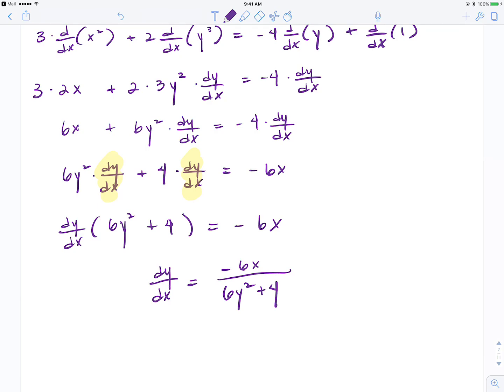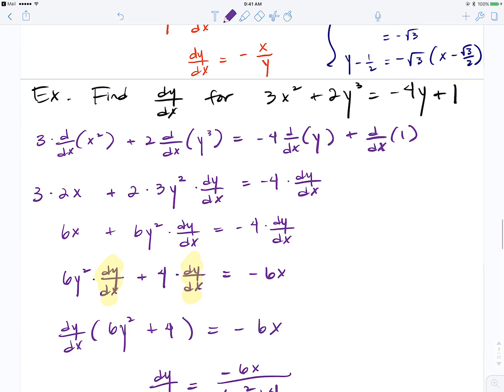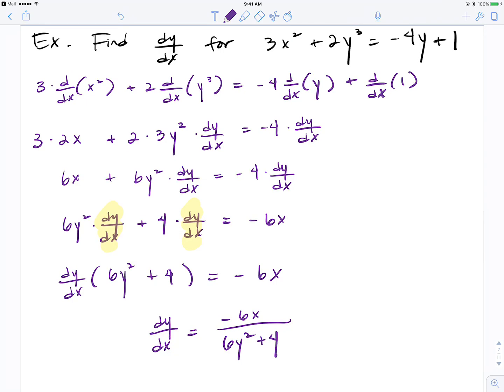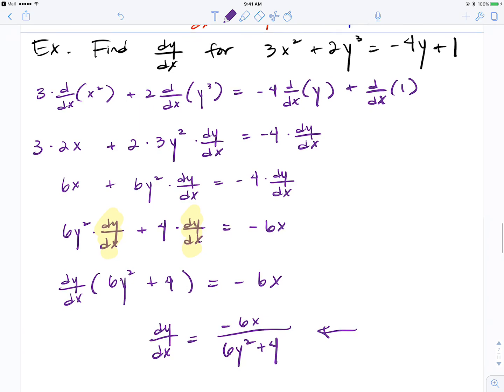That's dy over dx. So this equation would allow us to find the slope of the tangent line at any point that lies on the graph of that equation. Okay, so I'm going to stop this one. I'm going to make another video with some of the more complicated examples.